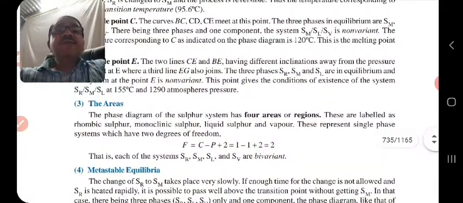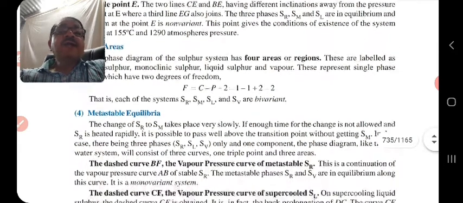After the triple point concept, there is the areas part. The phase diagram of the sulfur system has 4 areas or regions. These are labeled as rhombic sulfur, monoclinic sulfur, liquid sulfur and vapor sulfur. These represent single phase systems which have 2 degrees of freedom. When we apply the phase rule, F is equal to C minus P plus 2, that will give 1 minus 1 plus 2, that is F is equal to 2. That is, each of the systems SR, SM, SL and SV is bivariant.